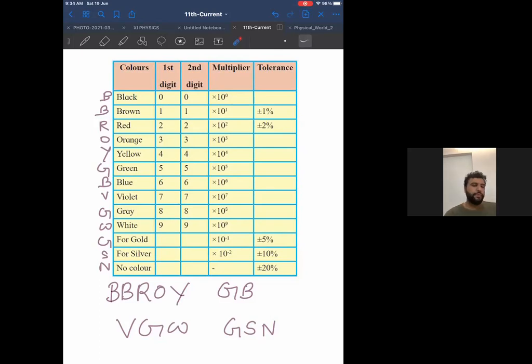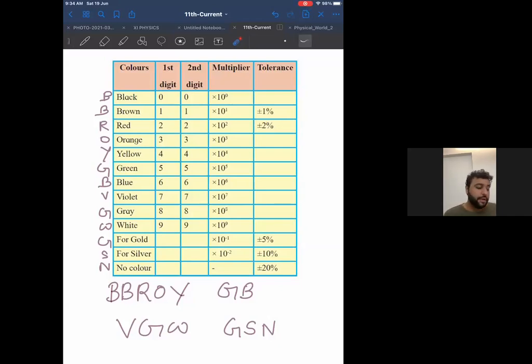Okay, so all of you by now should have finished 3 columns. The first column is color. The second column is first digit. The third column is second digit. Is it clear, all of you?